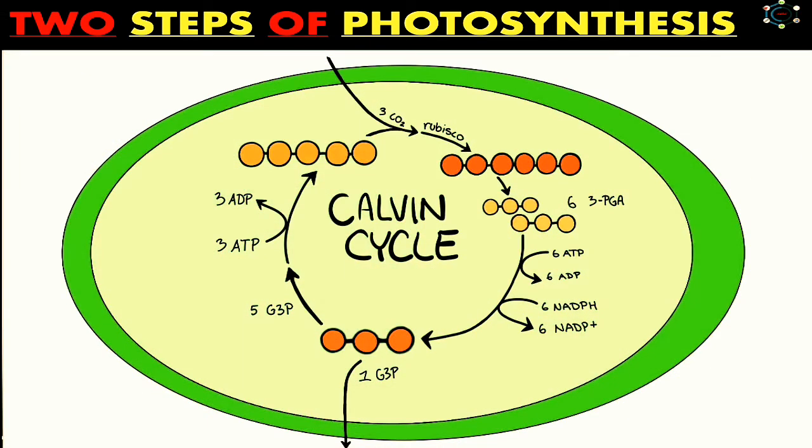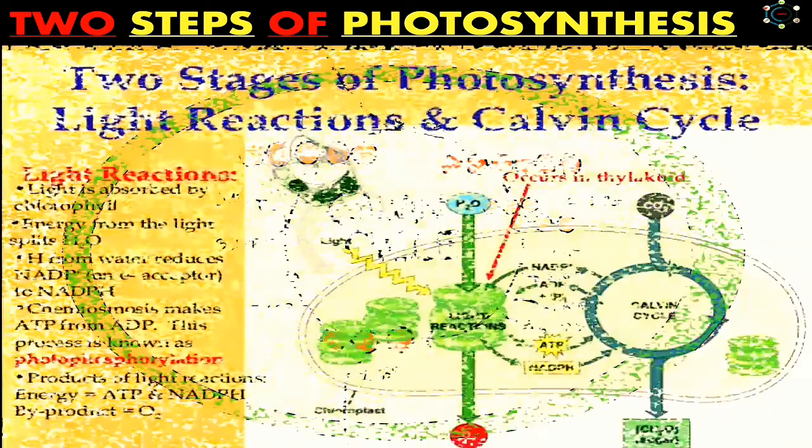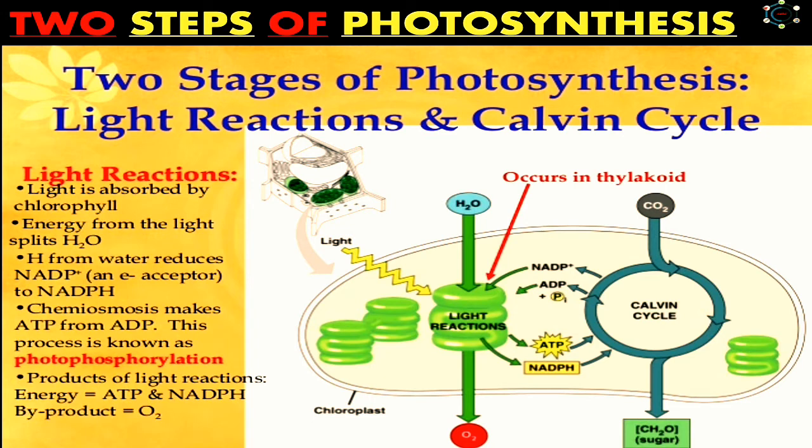This step is followed by the second step, in which light is not directly required, but the assimilatory power generated in the light reaction is used up for the fixation of carbon dioxide into carbohydrate. This second step is called the dark reaction or the thermochemical reaction, which takes place in the stroma of the chloroplast. So these are the two steps. First one is the light reaction and the second is the dark reaction. In the light reaction, light is absorbed by chlorophyll, and energy from the light splits water, which we will discuss in the next video.